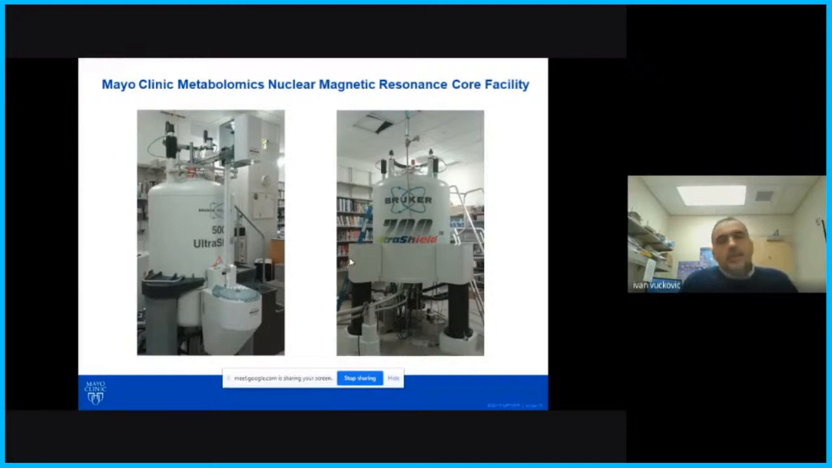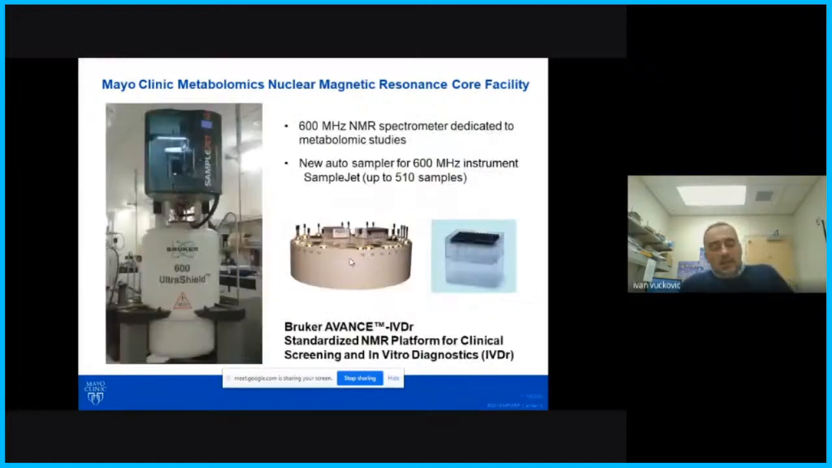So at the NMR Metabolomics Core facility, we have a couple of instruments that we can use. Those would be 500 and 700 Bruker instruments, but the one that we mostly use for metabolomic investigations is this one at 600, which has this sample jet that can carry out more than 500 samples at a time.